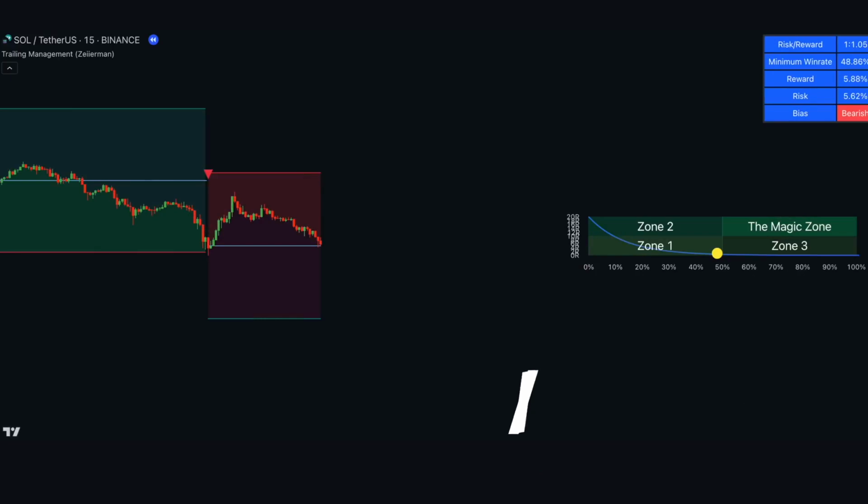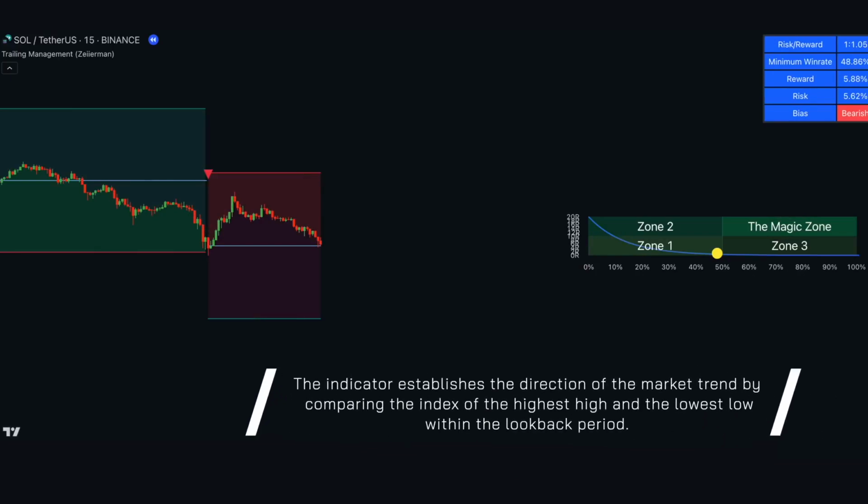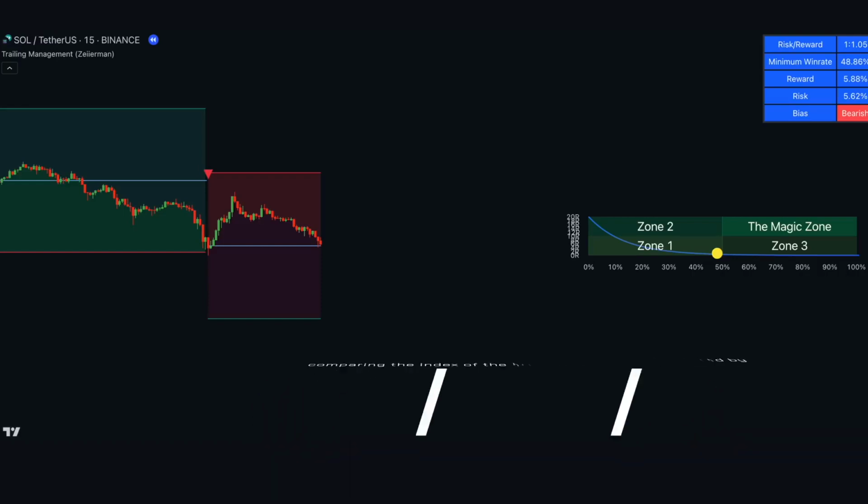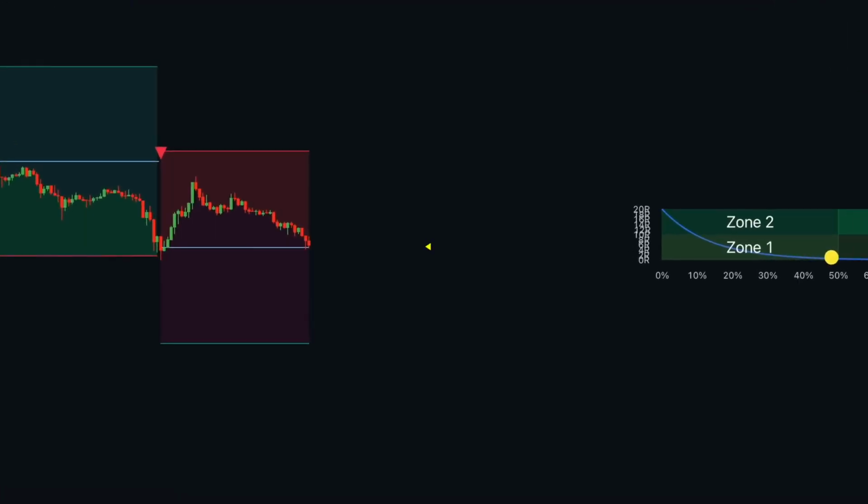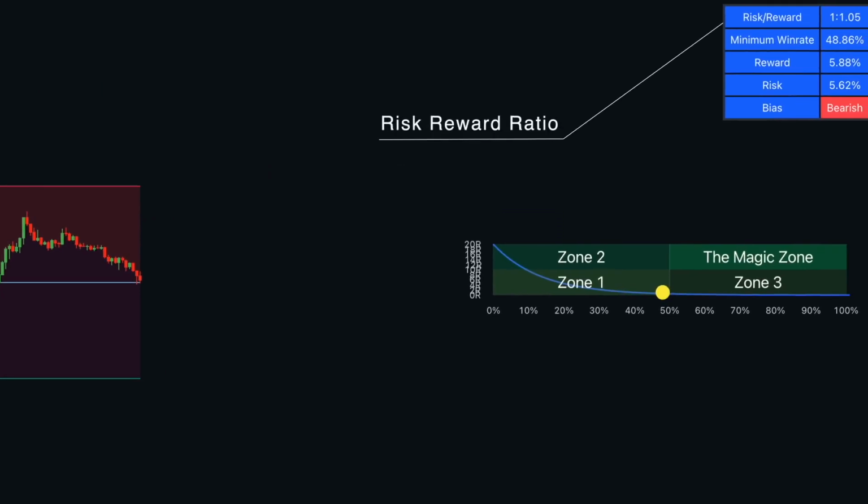The indicator establishes the direction of the market trend by comparing the index of the highest high and the lowest low within the look-back period. For example, let's say the price is at the midpoint of the risk-reward box. This means that the risk-reward ratio should be 1, and the minimum win rate of your strategy is 50% to break even.